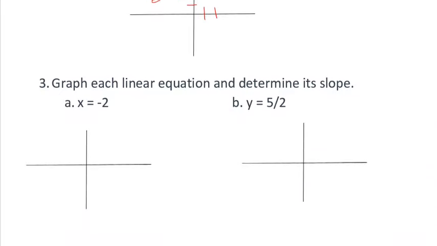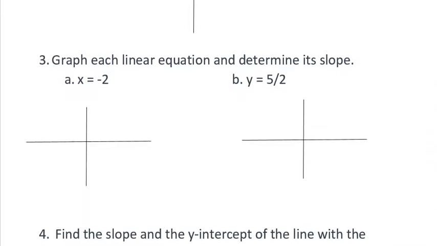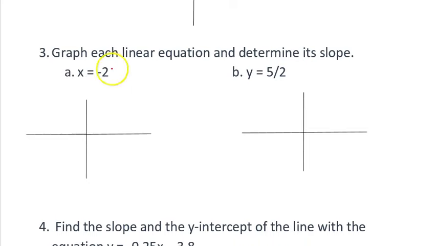Okay, 3 A and B are our special cases to look at. So x equals 2, if you remember, that is your vertical line. X equals -2. So you go to where x equals -2 on the x-axis, and you draw a vertical line through that. It's very easy. And if you remember, we're asking for the slope here, and the slope of a vertical line is undefined. So I can say slope undefined.